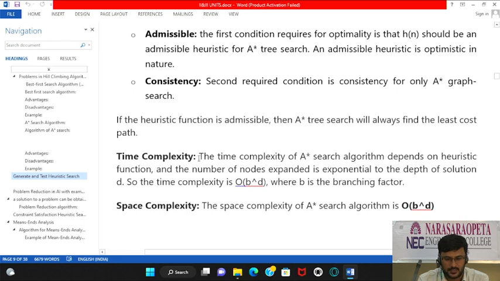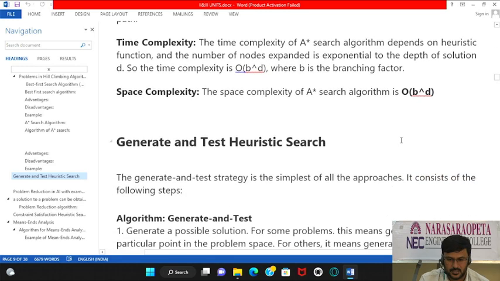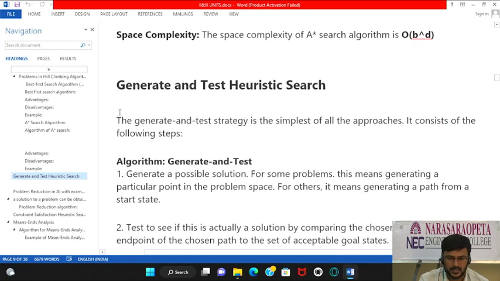Time complexity: the time complexity of A* search depends on the heuristic function and the number of nodes expanded, which is exponential in the depth of the solution d. So the time complexity is of order b to the power d, where b is the branching factor and d is the depth. Next is space complexity. The space complexity of the A* search algorithm is also of order b to the power d. This is the A* algorithm. Next is generate and test heuristic search.